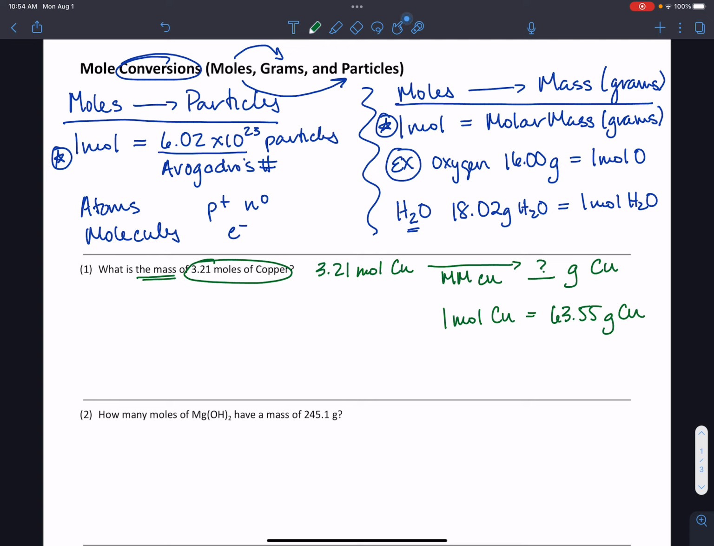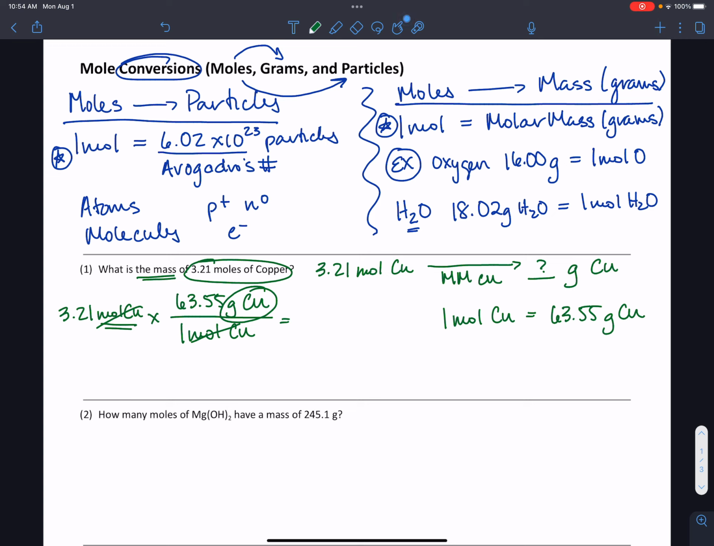All right, to set the problem up, as we always do, we start with what we've been given, 3.21 moles of copper. And our conversion factor is going to go next. We've got moles of copper in the top, so we want to use that in the bottom. So 1 mole of Cu goes on the bottom, 63.55 grams is going to go up top. We check our canceling. The moles are going to cancel. We're going to be left with grams of copper, which is what the problem asks us to find.